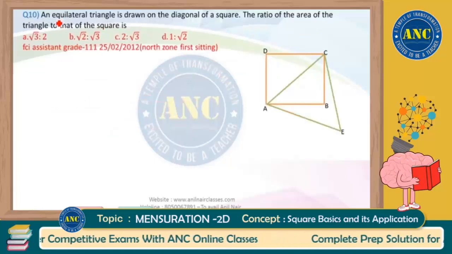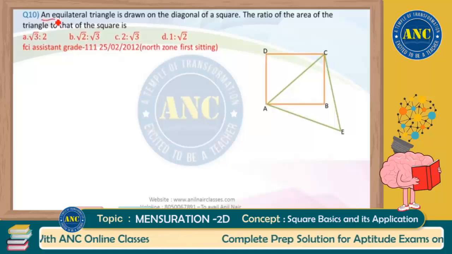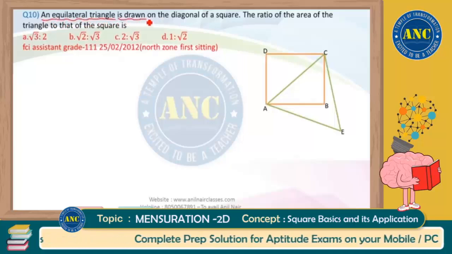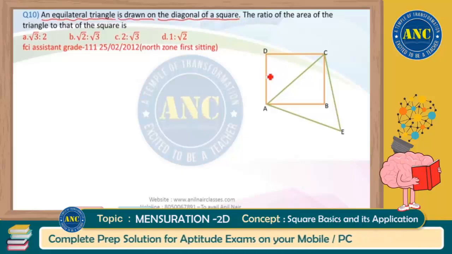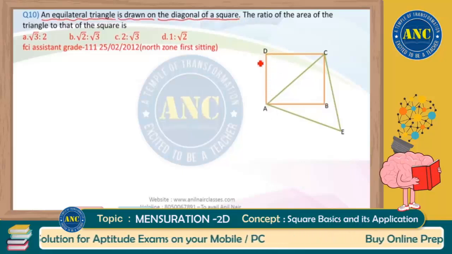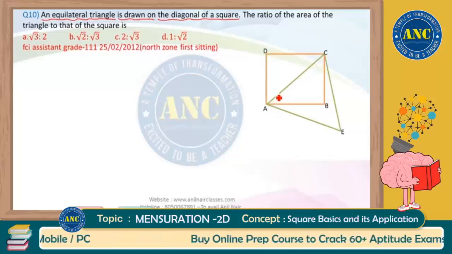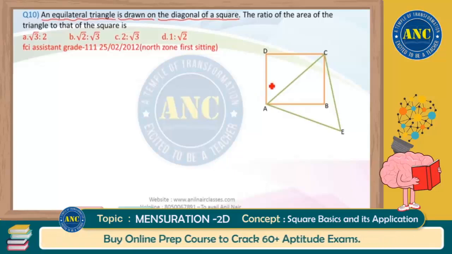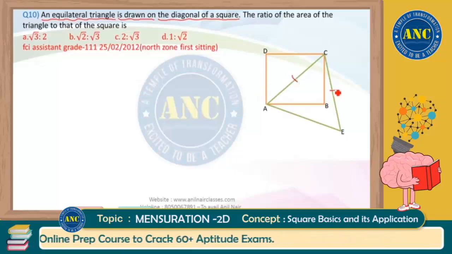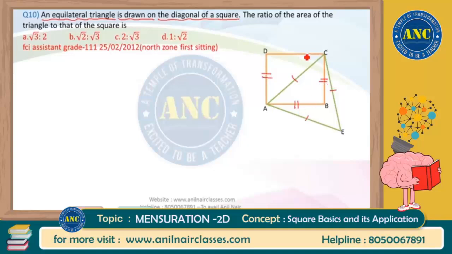See the next question. Your next question is, an equilateral triangle is drawn on the diagonal of a square. There is a square which is in orange color, and one of the sides of an equilateral triangle is nothing but the diagonal of the square. That means this AC, CE and AE, all the three sides are equal. Similarly, AD, AB, CB and DC, all the four sides of a square are also equal. Find the ratio of area of triangle to that of square.